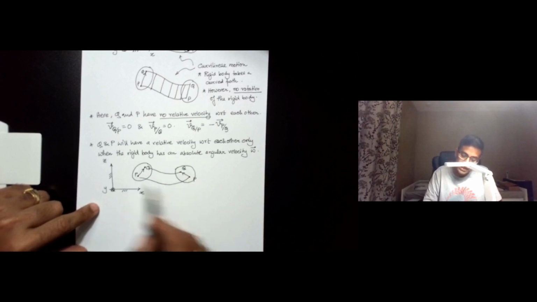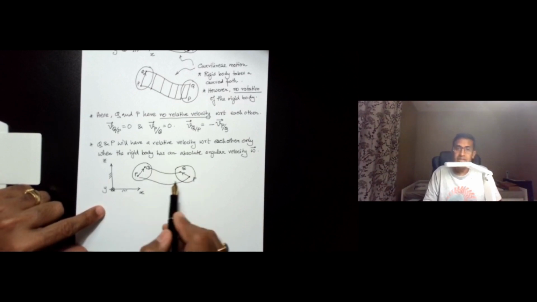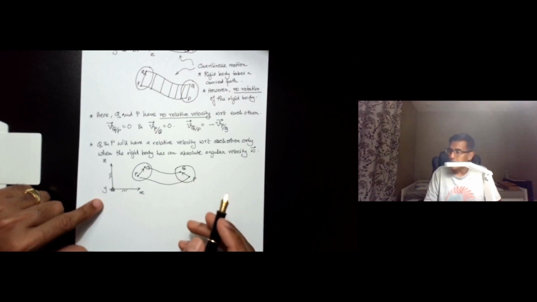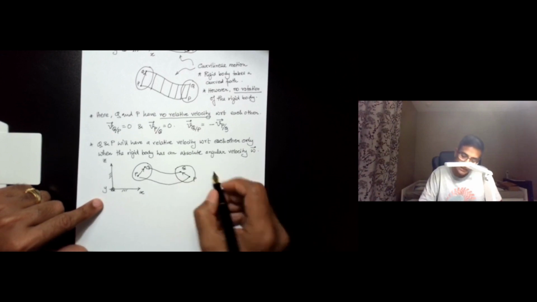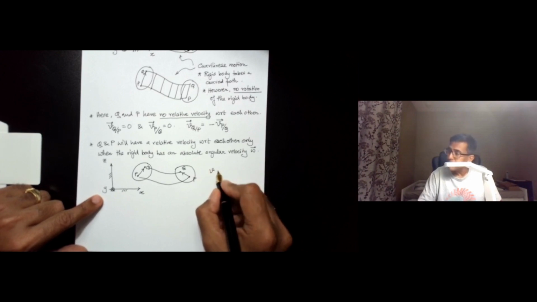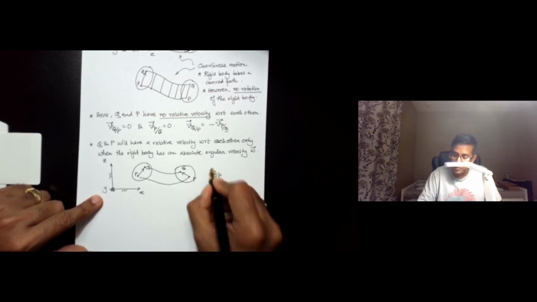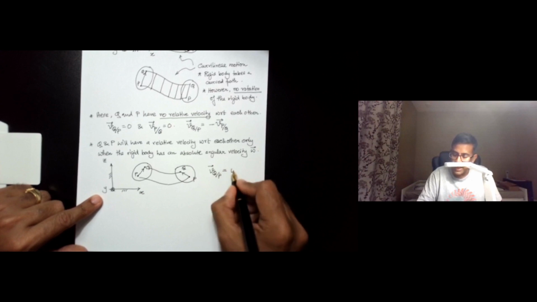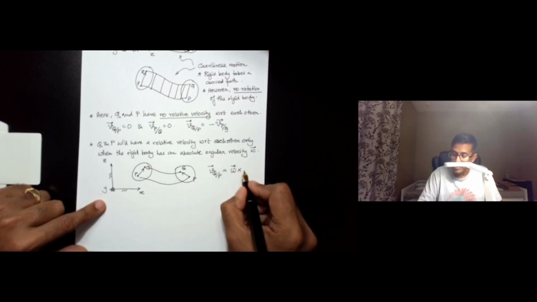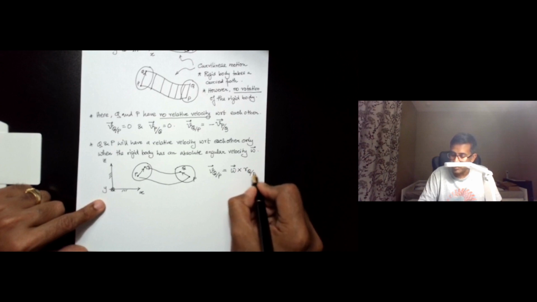And so under this condition, you do have a relative velocity of Q with respect to P, and that velocity is given by VQ with respect to P equal to the angular velocity of the rigid body cross product with rQ with respect to P.